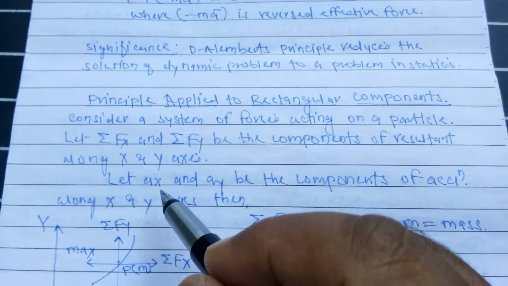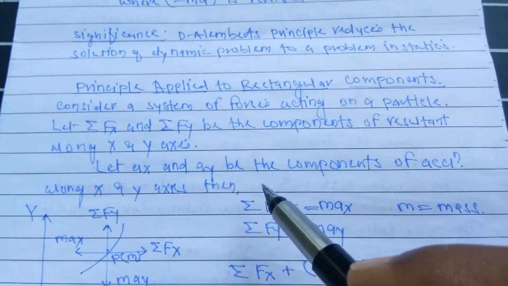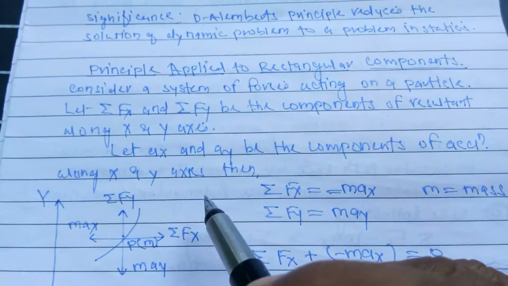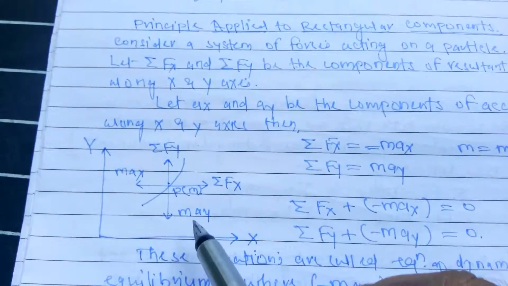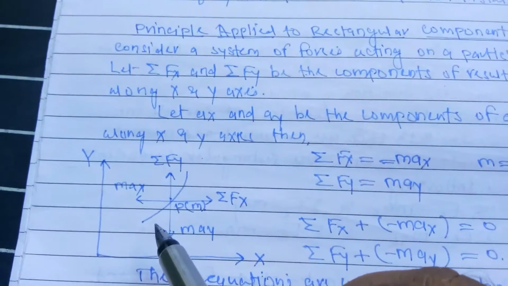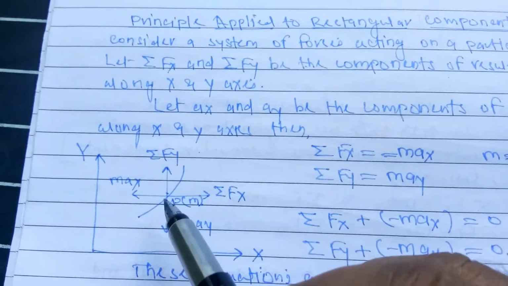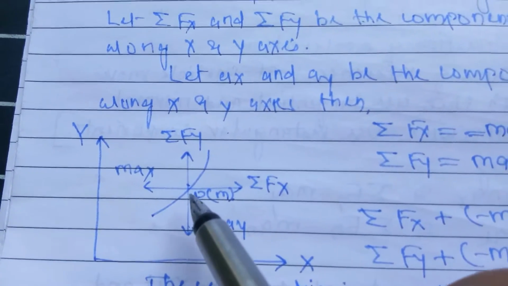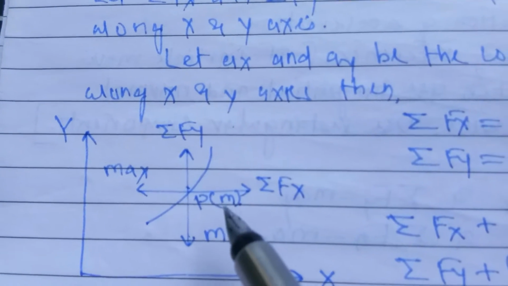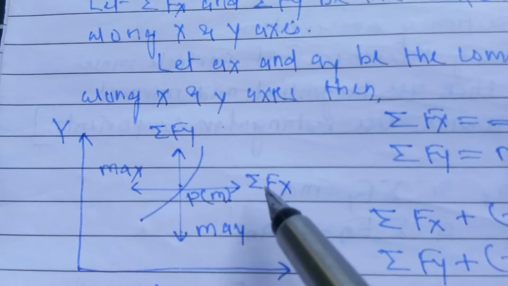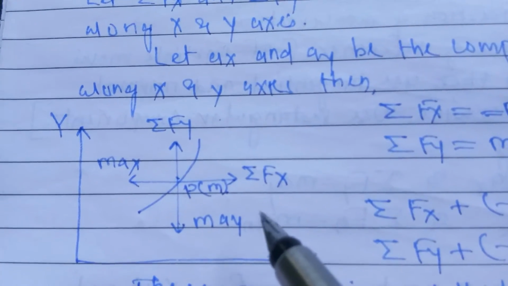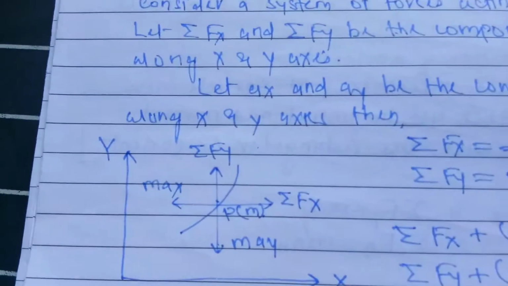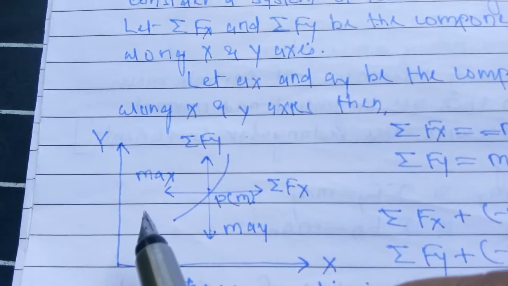Let ax and ay be the components of acceleration along the x and y axis. So this is the diagram, x and y coordinate axes. This is the curve, this is the point under consideration. The point is P having mass m. The force acting towards the right hand side, or positive x direction, is summation of Fx, while minus m ax is acting exactly opposite to it.